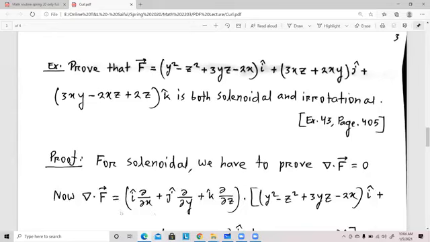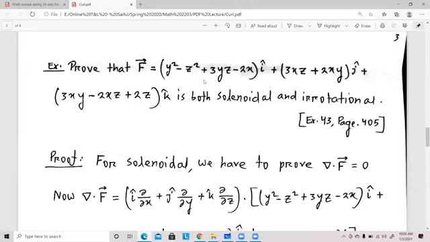Next problem, we have to prove that this vector f is both solenoidal and irrotational. আমাদের এই ভেক্টরটা আমাদের solenoidal এবং irrotational দুইটাই হবে. So how could we prove this?